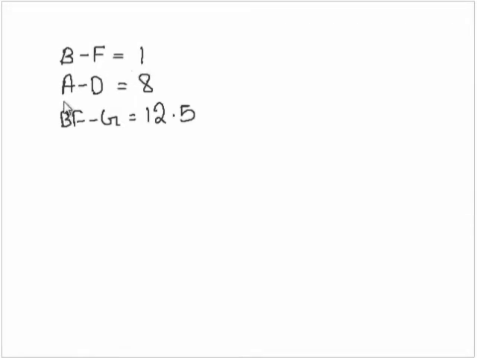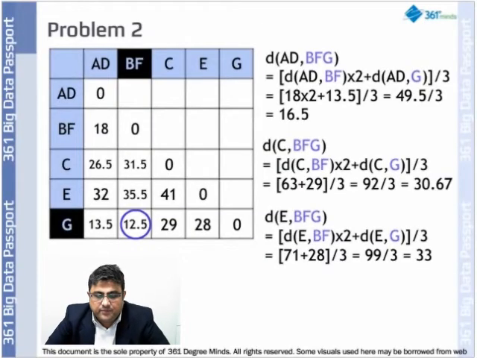We then merged, clustered A and D. 1 and 1, I don't need to do weighted average. But at this time I'm clustering BF, which is 2, and G, which is 1. So hence I need to do weighted average. So let's come back to calculate distance. We're looking at the gap between AD and BFG.